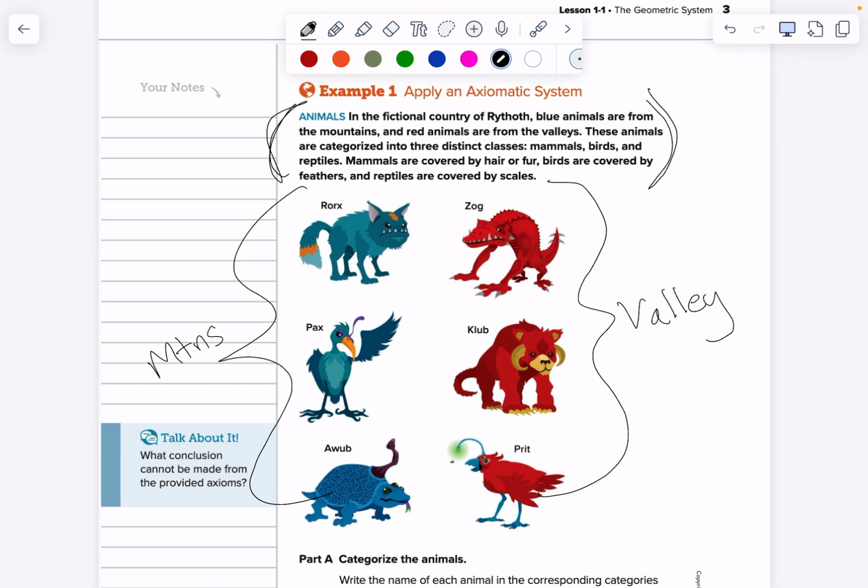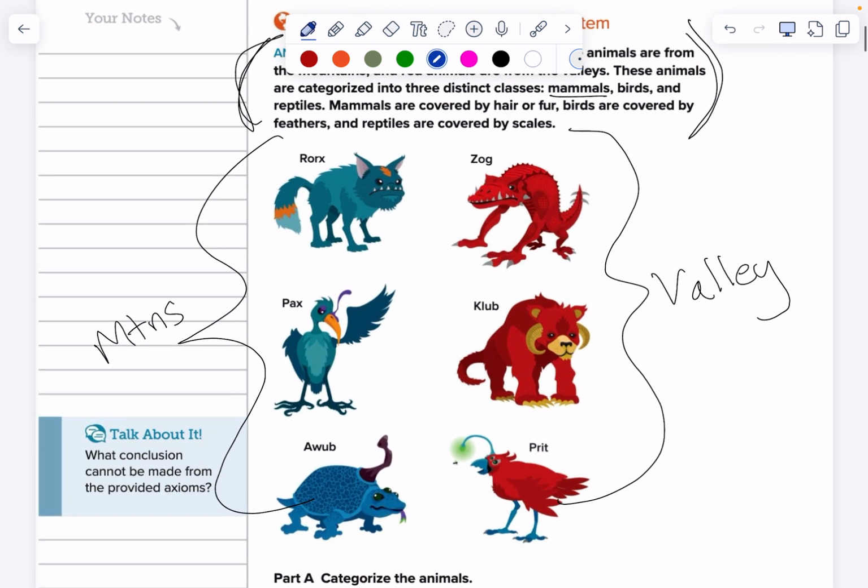You want to get done faster? Do this: put the information in the margins and then you don't have to reread paragraphs. Then it says these animals are categorized into 3 distinct classes: mammals, birds, and reptiles. Mammals are covered by hair or fur. I'm going to say mammals, and I'm just going to write this off to the side. Equals fur.